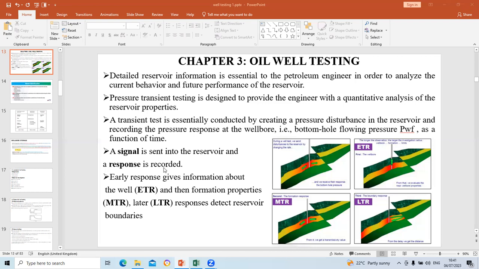So the pressure transient analysis is basically made up of two measurements. That's what we need in order to carry out the well testing. We need the pressure measurement and the time measurement.